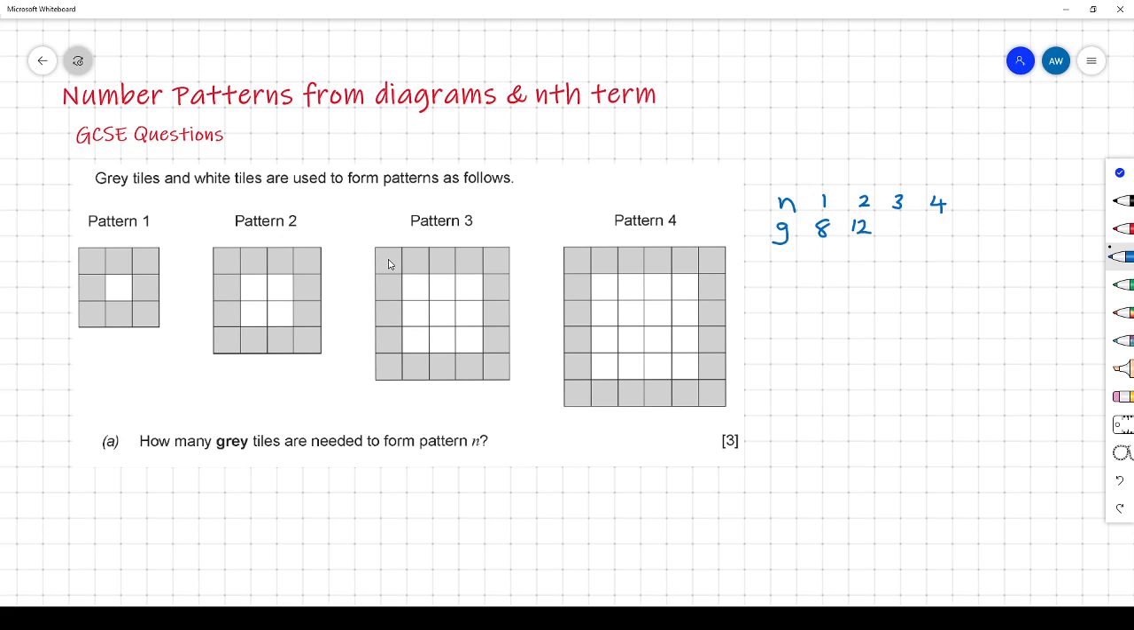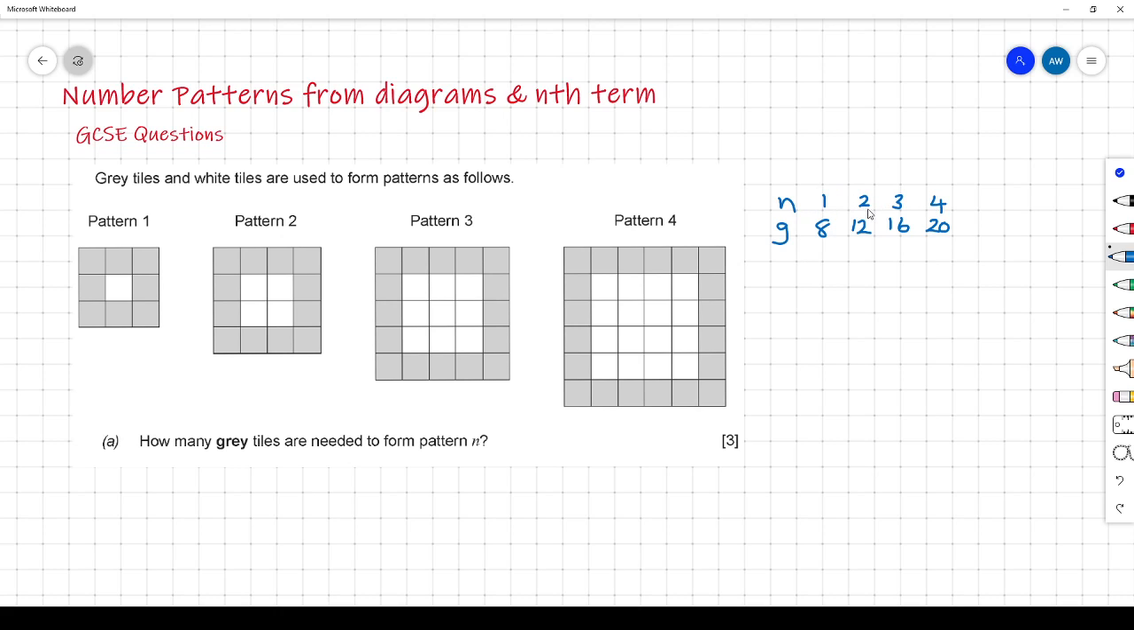How many grey tiles in this one? Well, we've got 5 across the top, 5 across the bottom. That's 10, 13, 16. And how many grey tiles in pattern 4? We've got 6, and 6 is 12. And then 2 lots of 4, which is another 8. That's 20.